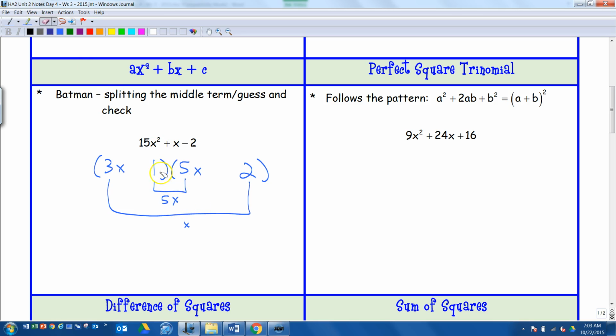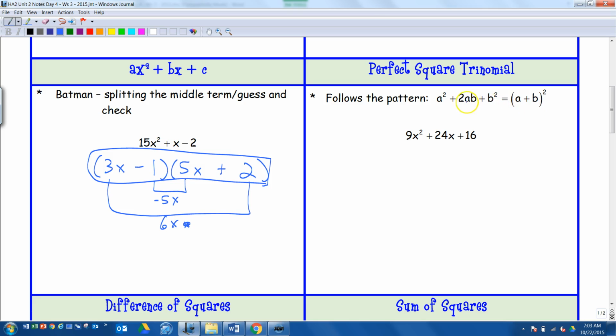Good. So that will get me a 1 if one of them is negative. I need the 5 to be negative. This needs to be negative to add to positive 1. So if that's the case, that means that in order for that to be negative, this has to be negative, this has to be positive. So my final answer is 3x minus 1 and 5x plus 2. Again, I just use guess and check.